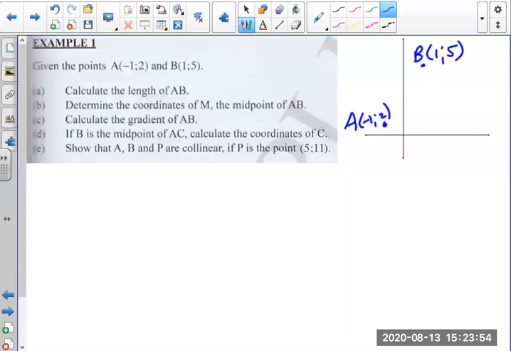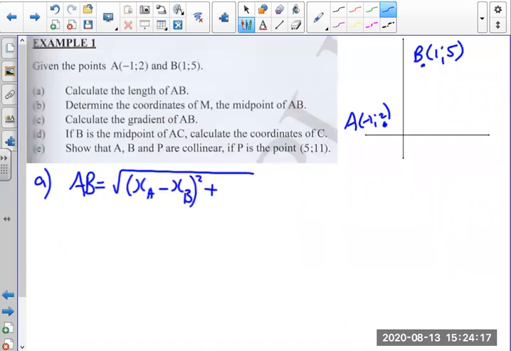Calculate the length of AB. So the length of AB, you know that you're going to use the distance formula. Whether you want to start with the A or the B, the x or the y, doesn't matter. So if I say x of A minus x of B, and I square it, plus y of A minus y of B, and I square it, I will get the length.